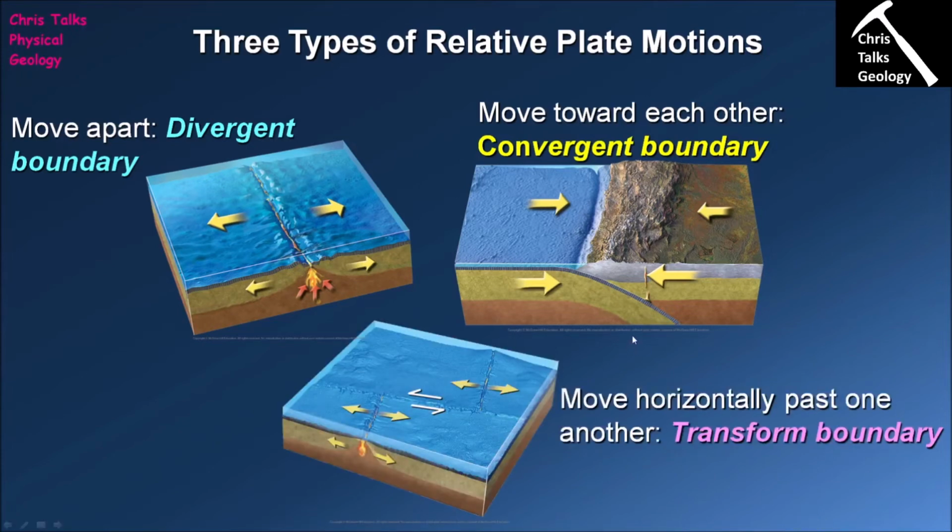And finally, we have a situation where we have pieces of crust simply moving past each other. So they're not moving away from each other, they're not moving towards each other, they're simply moving past each other. And that gives us a type of plate boundary like this one right here, which is referred to as a transform boundary. It's also sometimes referred to as a conservative boundary.